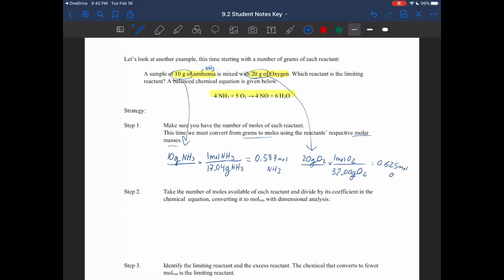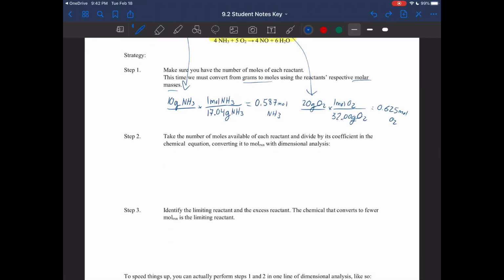0.625 moles of O2. So we are now seeing, okay, look, we have fewer moles of NH3, so clearly it must be limiting. But wait, we are not done with this question. Do not make a conclusion yet. Let's go to step 2. Step 2 says we got to take the number of moles that we have and divide it by the coefficient. Okay, so let's go ahead and do that. Let's do a little bit of dimensional analysis here.